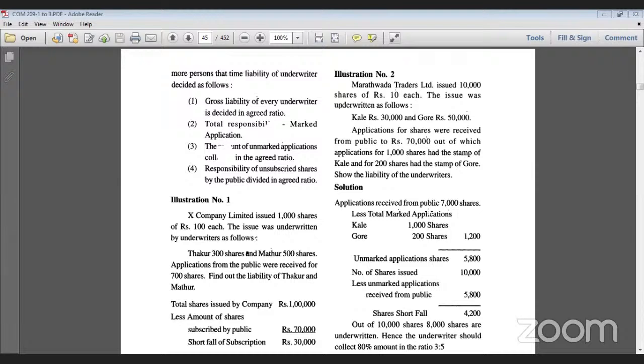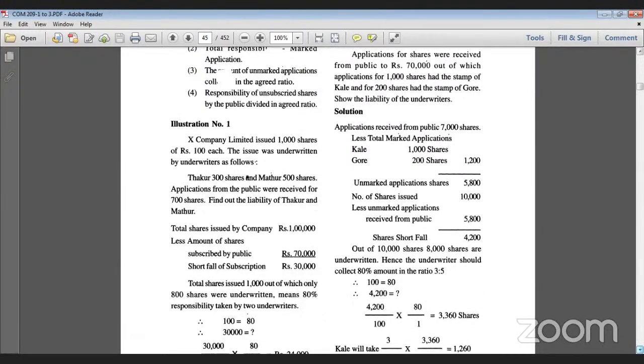X Company Limited issues 1000 shares of rupees 100. The issue is underwritten by two underwriters as follows: Thakur 300 shares and Mathur 500 shares. Applications from the public were received for 700 shares. Find out the liability of Thakur and Mathur. Total shares issued by the company 1000. Less amount of shares subscribed by the public 70,000. Shortfall of the subscription will be 30,000.